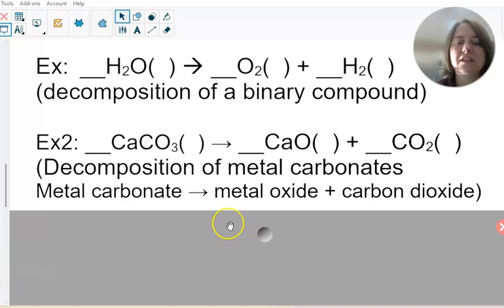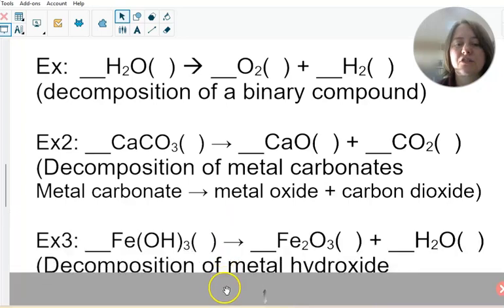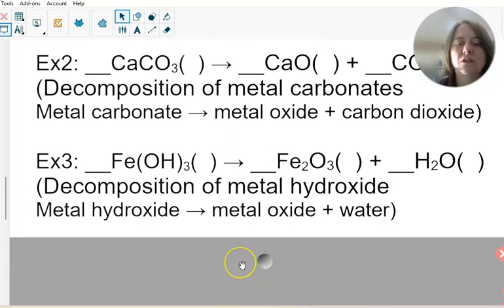Let's look at a third example of a decomposition reaction, which is the decomposition of a metal hydroxide. So iron hydroxide, and we should specify iron 3 hydroxide, decomposes into iron 3 oxide and water. And we can see this is a metal hydroxide, which decomposes into a metal oxide and then water.